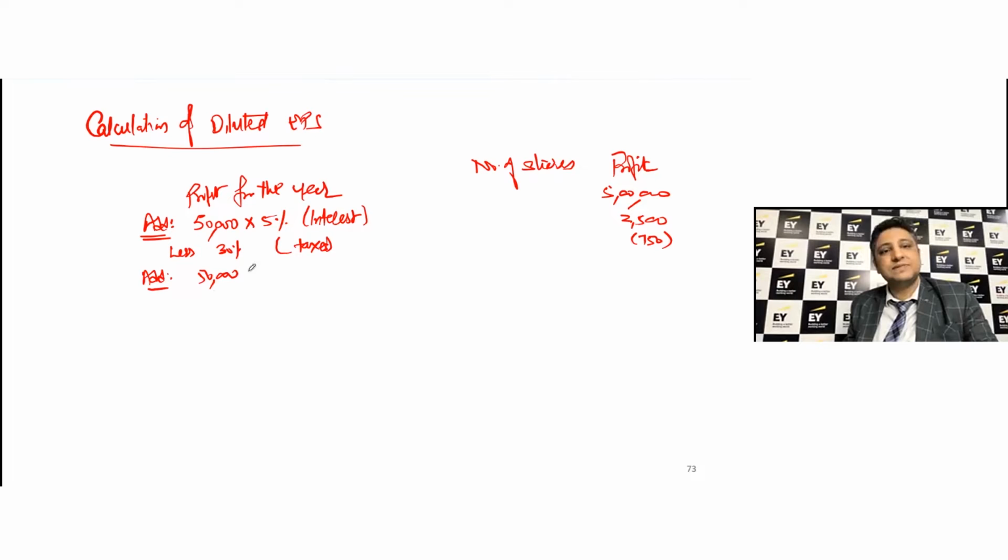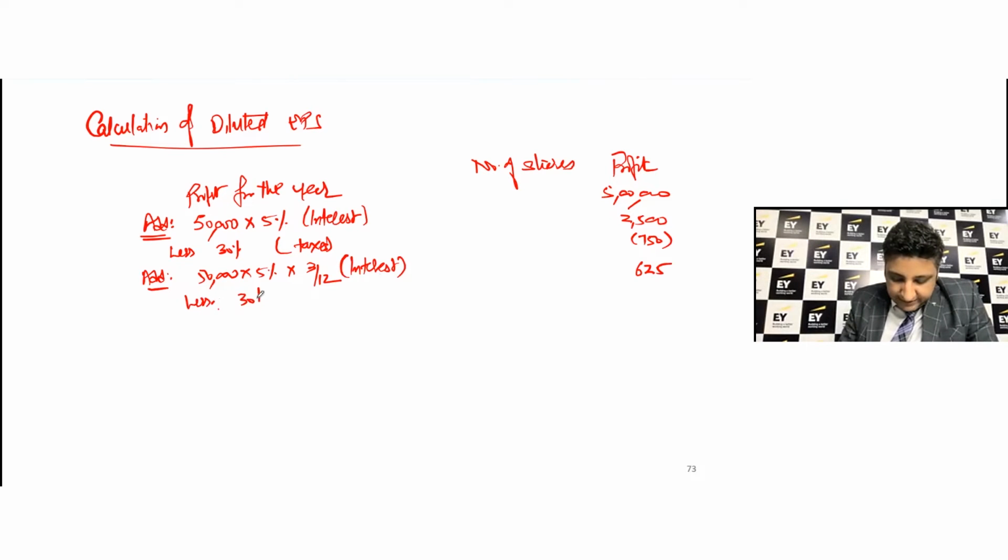You would remember the 50,000 worth of debt was converted, but it was done after 3 months from the start of the year. So for that period of non-conversion, you still would have saved some interest. Okay, so that's simply 3/4 of this value, which is 625, 2,500 divided by 4, and you would say less 30%, which is taxes on this value. Okay, and that would make it, let's say 182 or 183. Let's use the word 183.